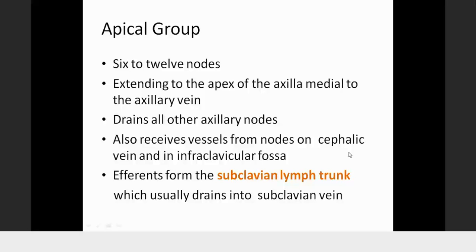Ma'am, a tributary which enters into the subclavian. It is a superficial vein of the upper limb. Along this vein, some nodes are also present, and those nodes also drain into the apical group as well as the infraclavicular fossa. Nodes in the infraclavicular.